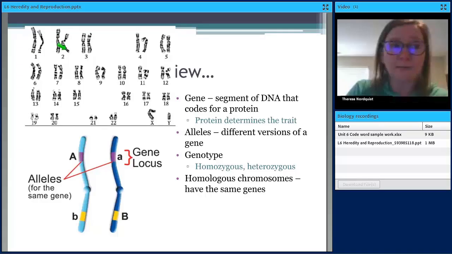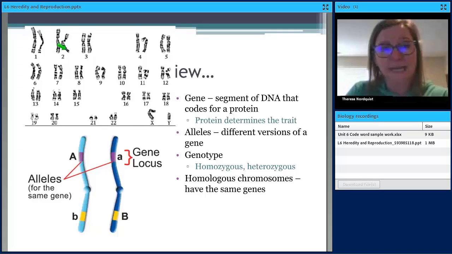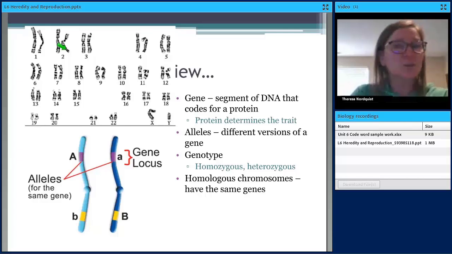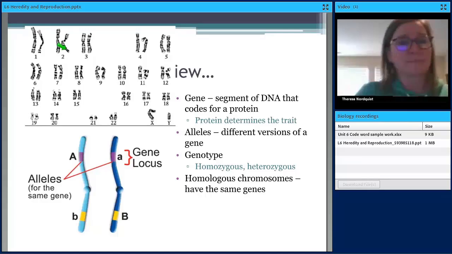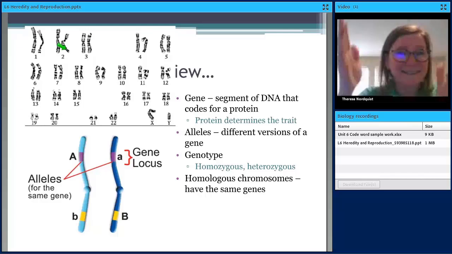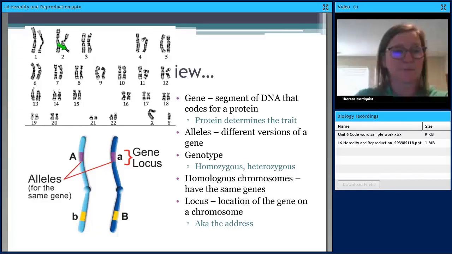You get one copy from mom and one copy from dad. In total, you have 23 pairs of chromosomes, 46 total chromosomes. When you create gametes, you only put one set, so you put 23 total in one of your gametes. So again, homo means same, meaning they have the same genes. Those are the homologous chromosomes.